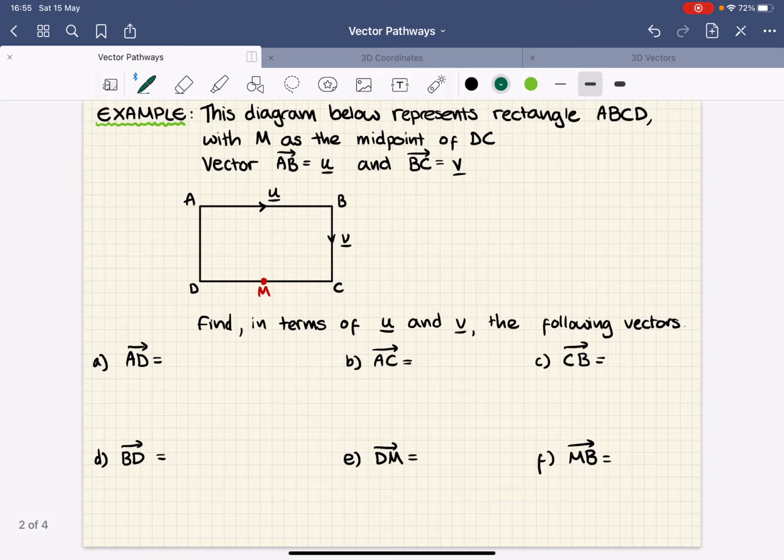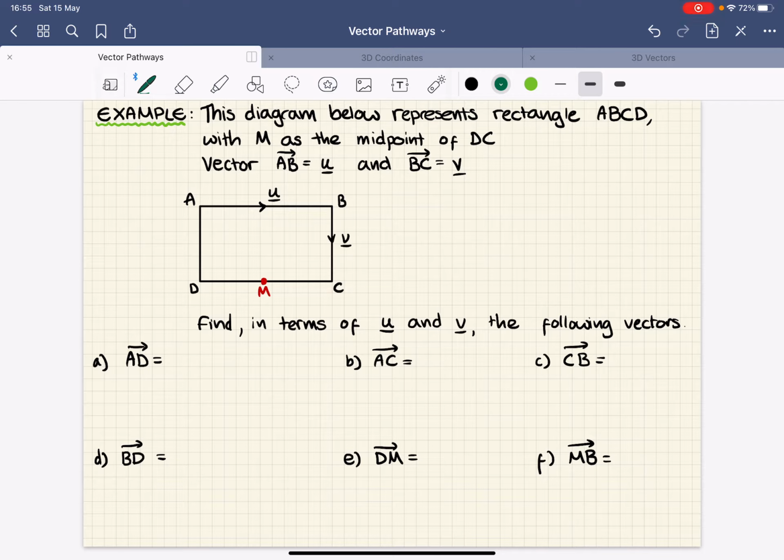So here I've got the diagram below represents rectangle ABCD with M as the midpoint of DC. Vector A to B is U and B to C is V. In terms of U and V, find the following vectors. So to start off with, I want to find the vector A to D.